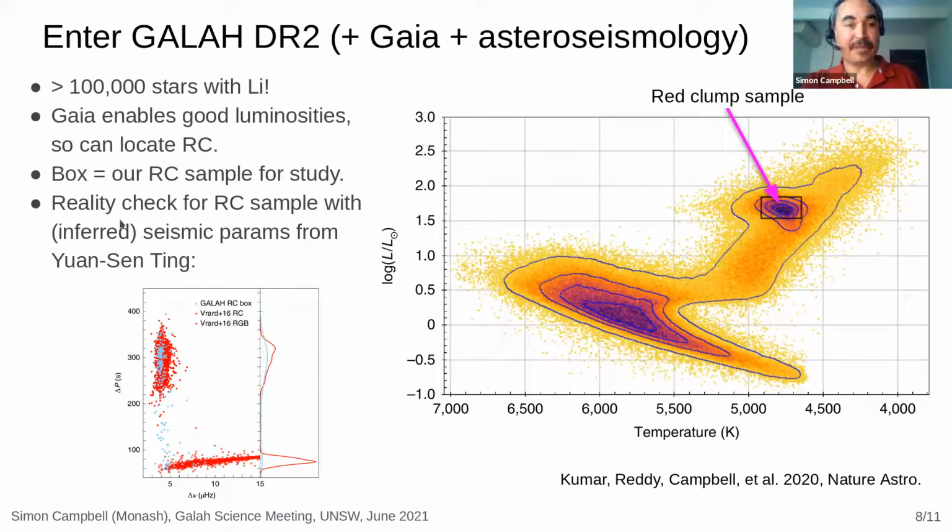And so just as a reality check, asteroseismology is very good at separating the RGB and red clump. So we cross-referenced this with an inferred seismic parameter catalog from Yuan-Sen Ting, just to check contamination with RGB stars. And that contamination's pretty low, which is good.